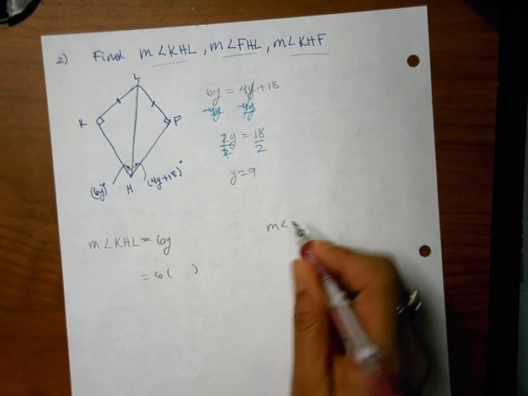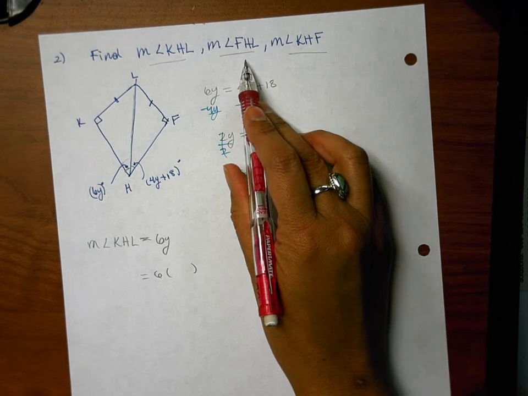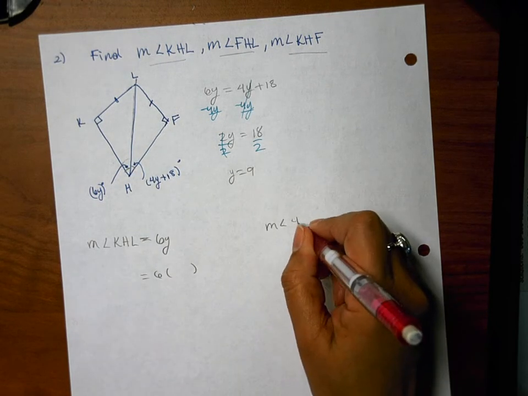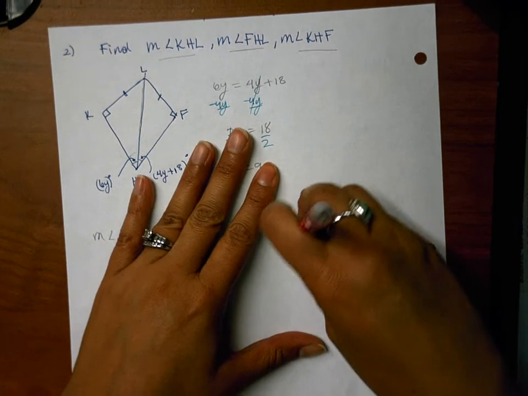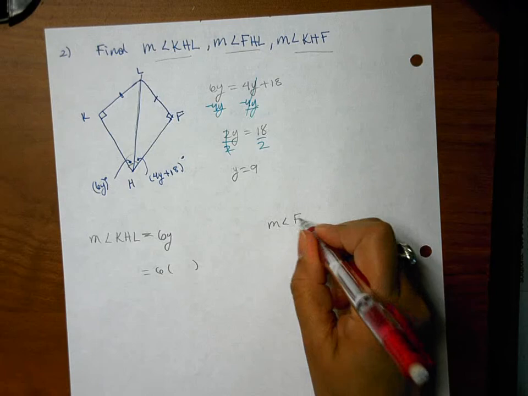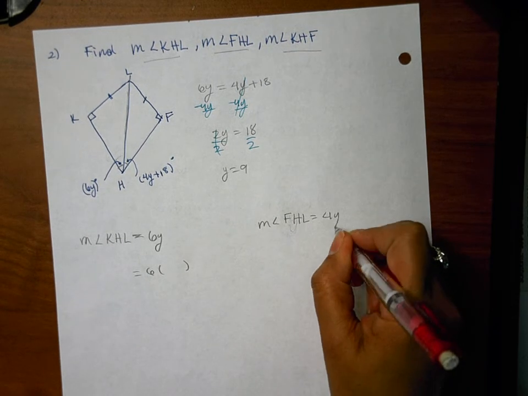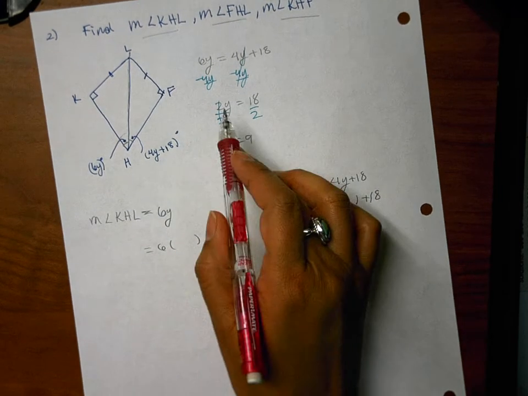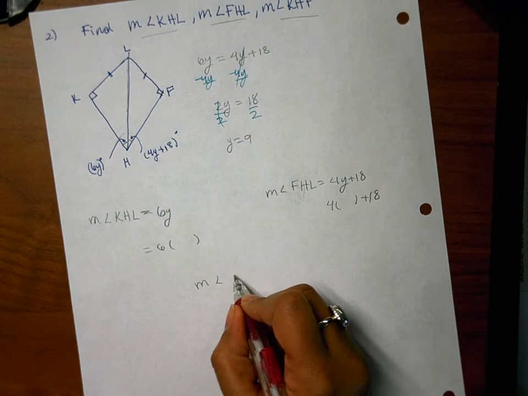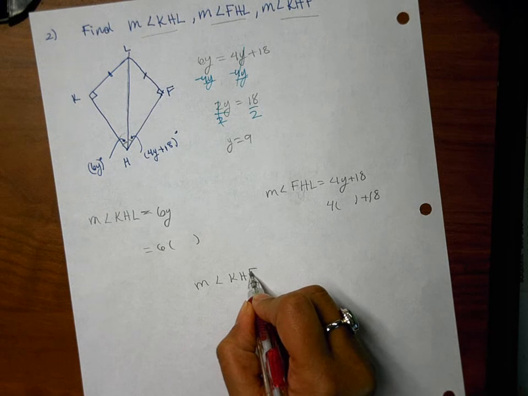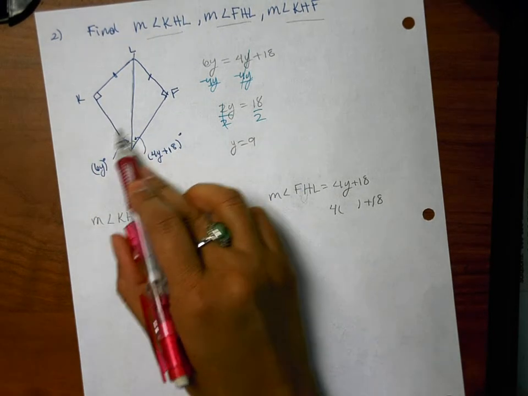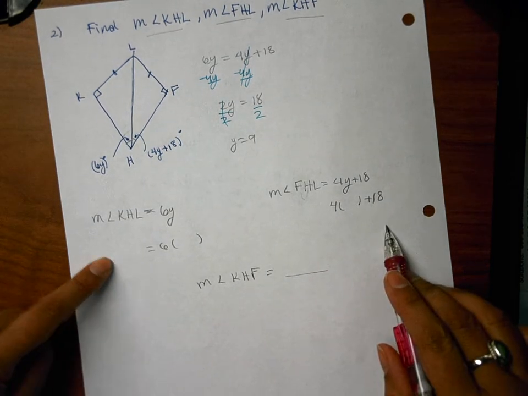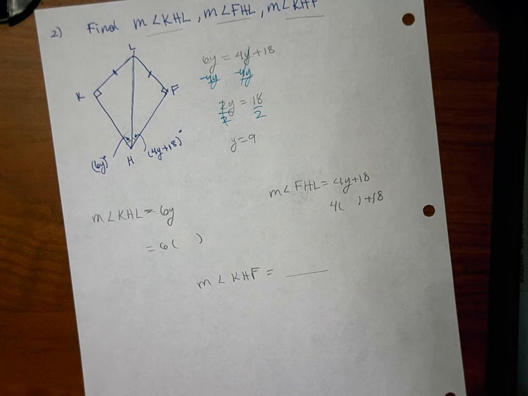The measure of angle FHL is this angle here. Oh, I didn't write it down, FHL equals 4y plus 18. You're going to plug y in there as well. And the last one, find the measure of angle KHF. KHF is the big angle, the two of them put together. I'll let you figure out what to do on that one. So work it out, and we'll compare answers together in class. That is it for this lesson.